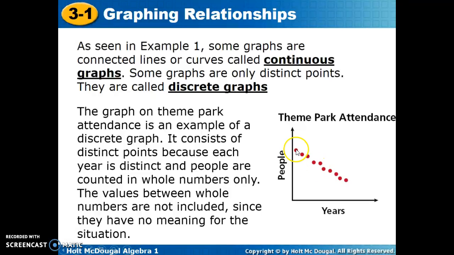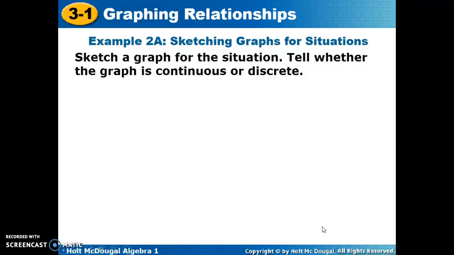The number of people between this year and this year, it's not a continuation. The park's only open for a certain number of days, and this is the attendance over the year. If we look at this graph, we can see a decline in population over the years.